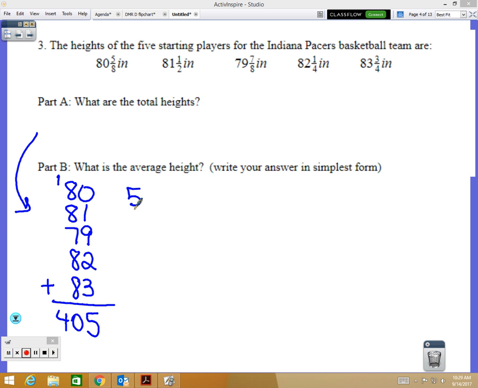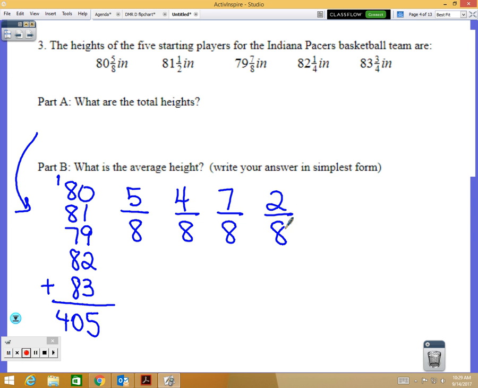So we have 5/8. Now 1/2 would be the same as 4/8. We have 7/8. We have 1/4, which is the same as 2/8. And 3/4, which is the same as 6/8. So I'm going to add up all these fractions. My denominator stays an 8. So I'm just adding my numerators.